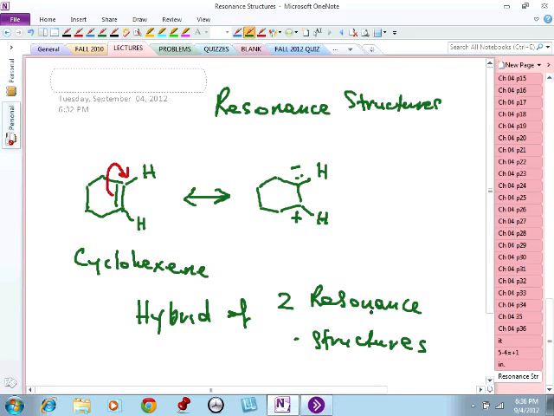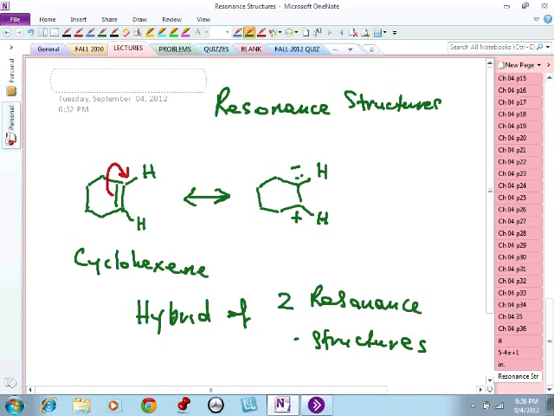Now, what do we mean by hybrid? It simply means that if we take a look at this molecule here, it is behaving as though it is this structure A or structure B. So resonance, in essence, is different structures that are used to represent the same molecule, in which the difference between those structures is the positioning of the pi electron or the non-bonding electron. Let me write that for you.